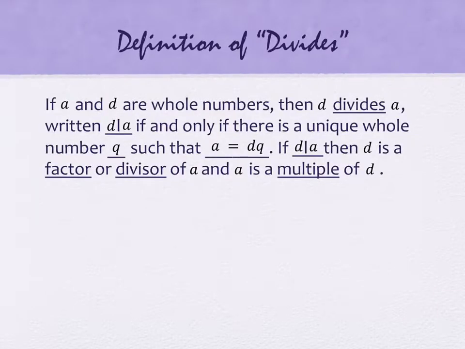If A and D are whole numbers, then we say that D divides A. Notice the notation. The D comes before the A, and it has a vertical line segment. Vertical. So D divides A if and only if there is a unique whole number Q such that A is equal to DQ. Like Dairy Queen.